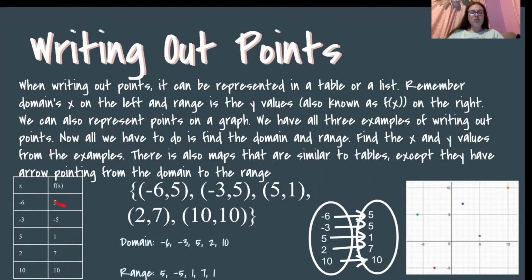The domain of all four examples, the table, the list, the map, and the graph, is here: -6, -3, 5, 2, and 10 are all of the x values, which is the domain in this. You can also find it on the graph. If the x values are here, you can go and find the x values from the graph. And the f(x) or y values for the range are 5, 5, 1, 7, and 10.